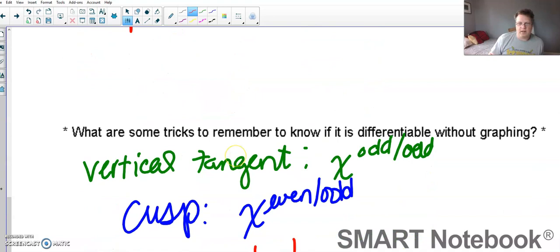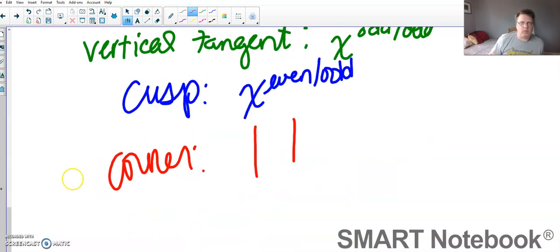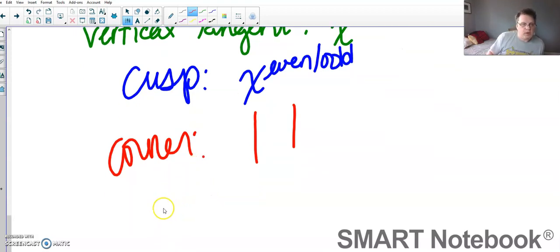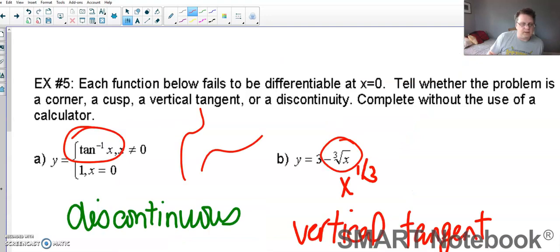And then like I said, here are some tricks to remember. Vertical tangent is x to the odd over odd. Cusp is x to the even over odd. And then a corner is your absolute value. And I think that's about it. Like I said, short and sweet.